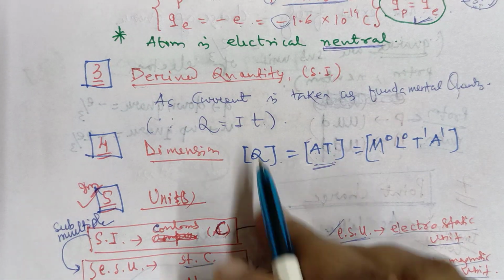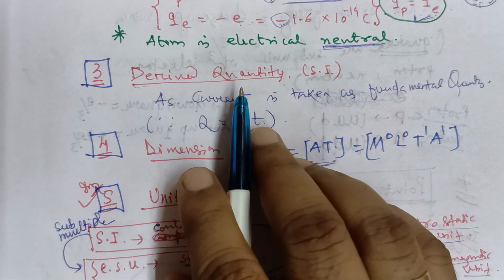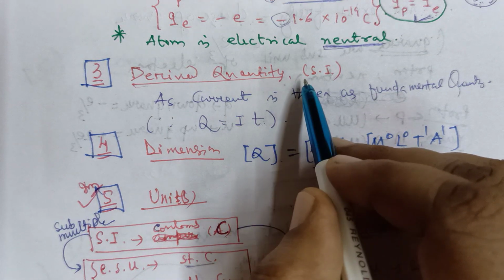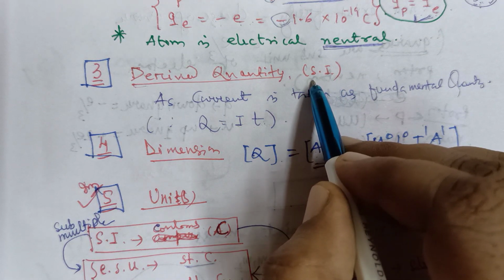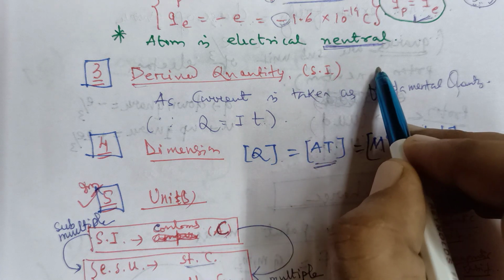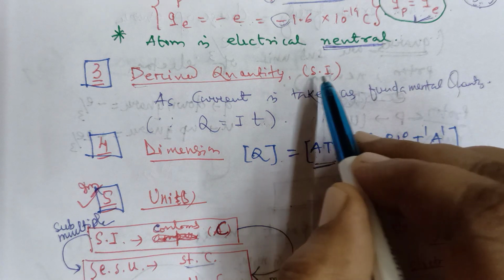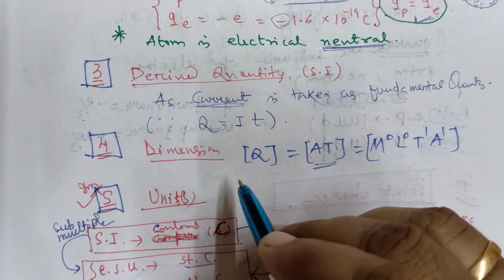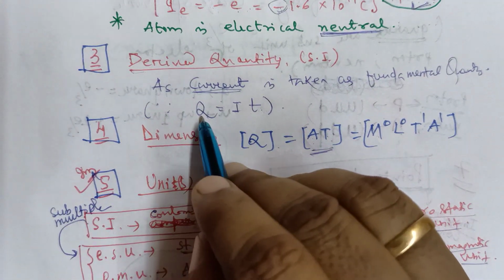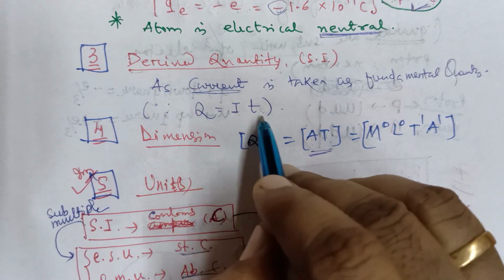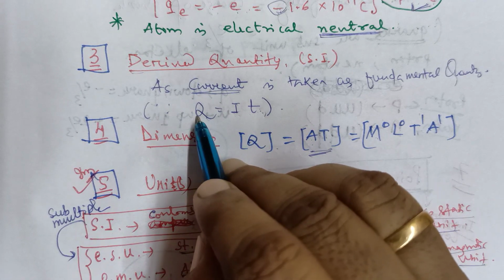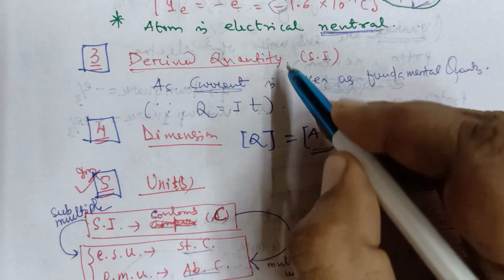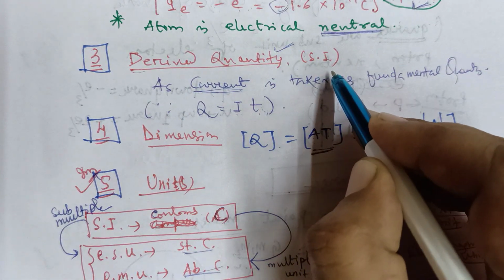Now we will discuss whether charge is a derived quantity or a fundamental quantity. In class 11 you learned what is derived and what is fundamental. In the SI system there are 7 fundamental and 2 supplementary quantities. Among them you remember current is a fundamental quantity. Now there is a formula Q is equal to IT, that means I is equal to Q by T. So charge is derived from current and time. So charge is taken as a derived quantity in the SI system.